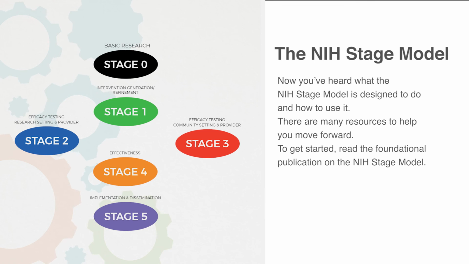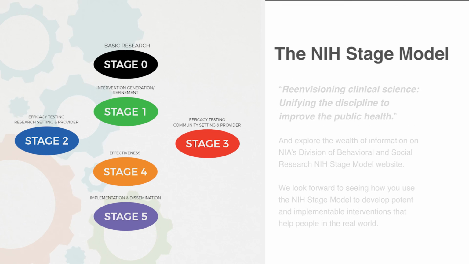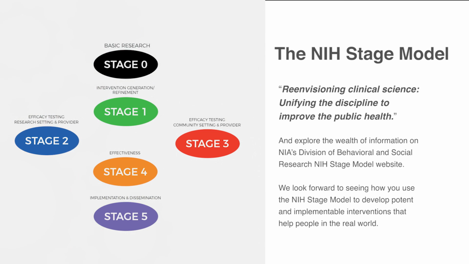Now you've heard what the NIH Stage Model is designed to do and how to use it. There are many resources to help you move forward. To get started, read the foundational publication on the NIH Stage Model, Re-envisioning Clinical Science, Unifying the Discipline to Improve the Public Health, and explore the wealth of information on NIA's Division of Behavioral and Social Research NIH Stage Model website. We look forward to seeing how you use the NIH Stage Model to develop potent and implementable interventions that help people in the real world.